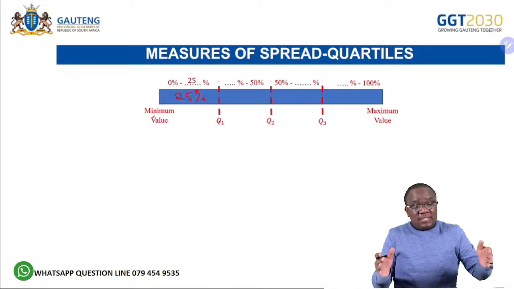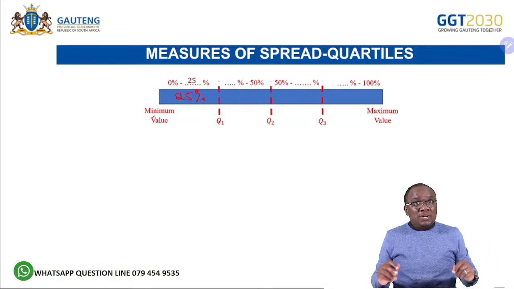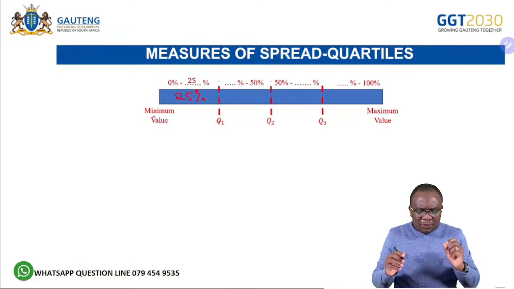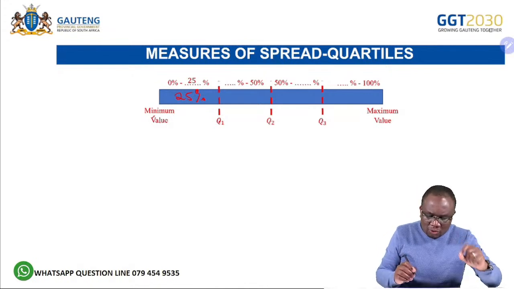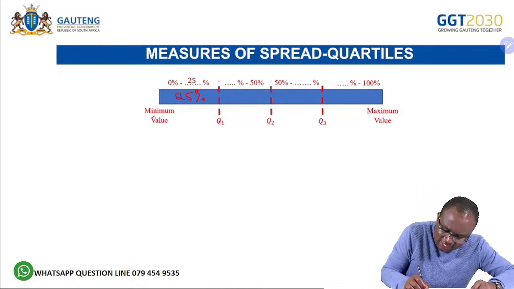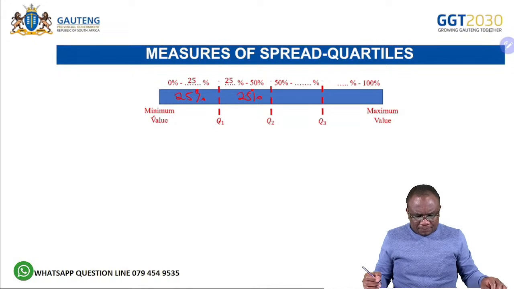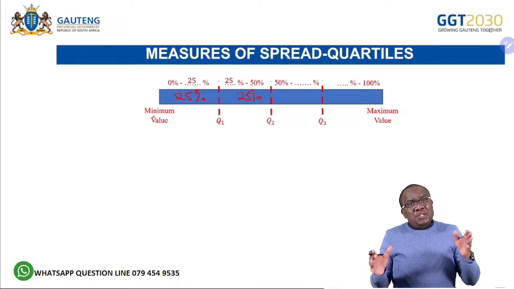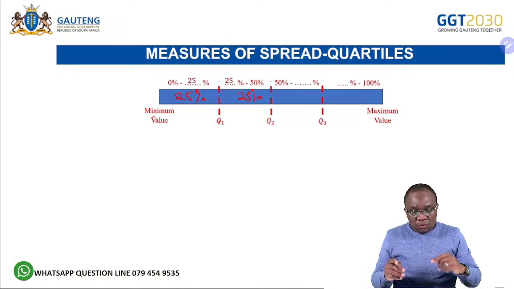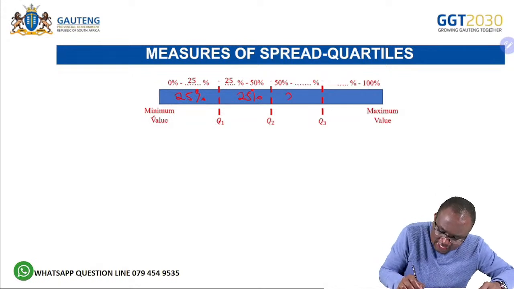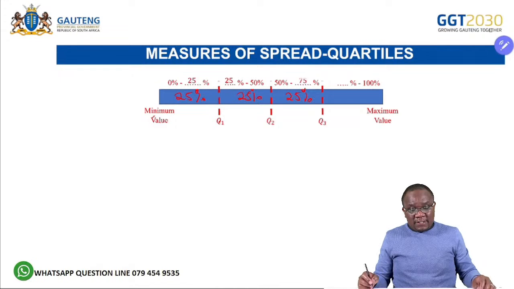Okay, from 0 to 25% there. That is 25%. And then between quartile 1 and quartile 2 is another 25%. That is from 25% to 50%. And then between quartile 2 and quartile 3 is another 25%. That is from 50% to 75%.